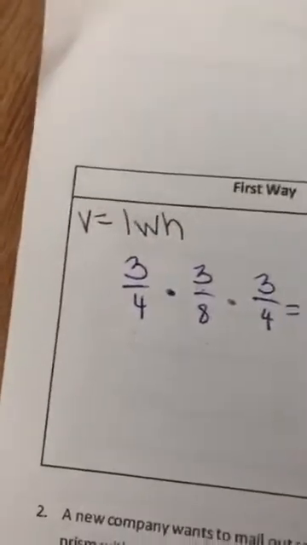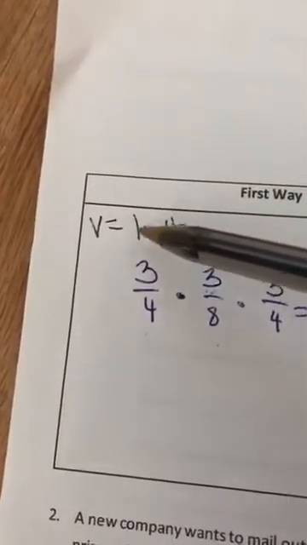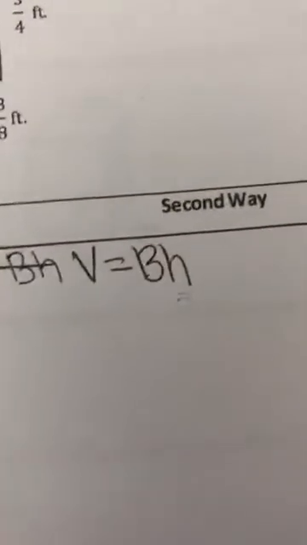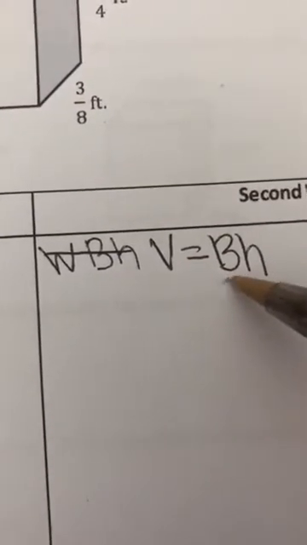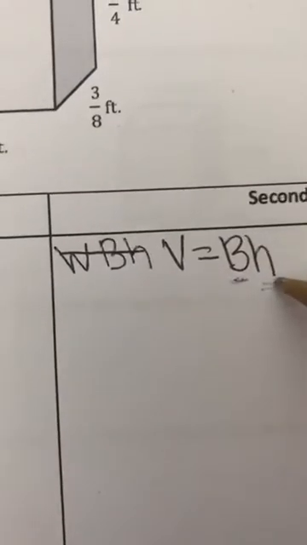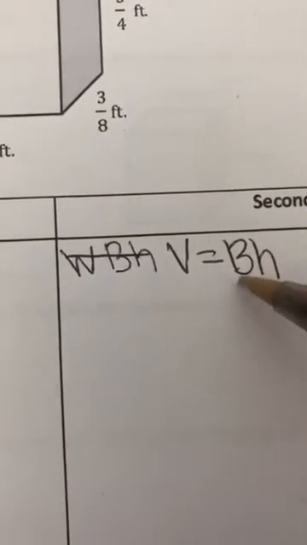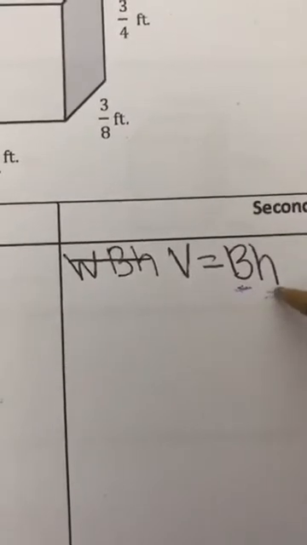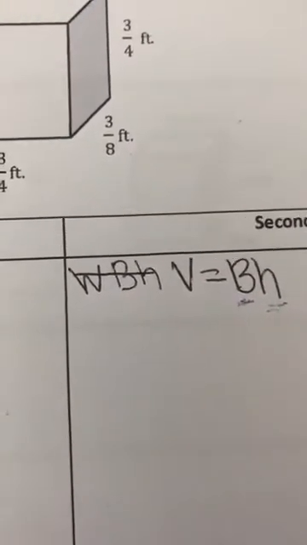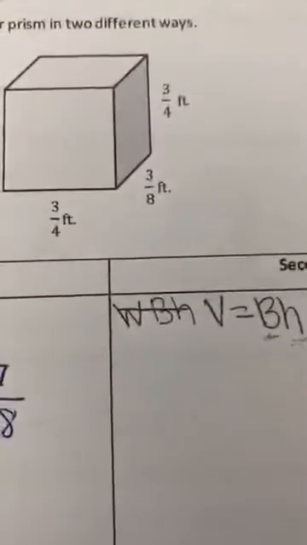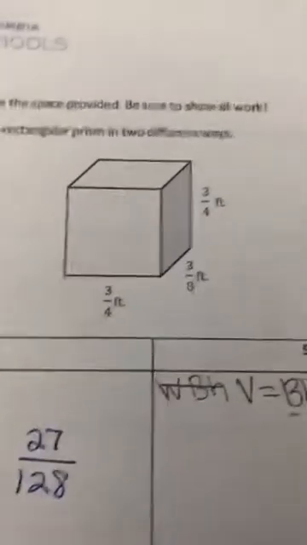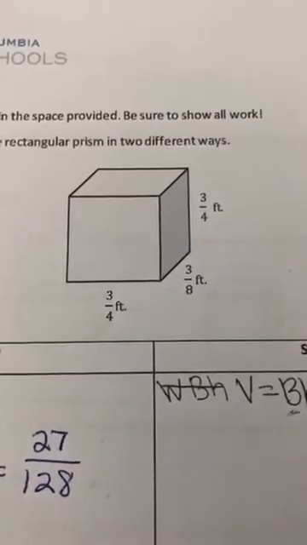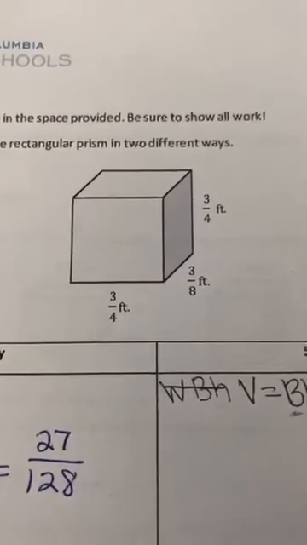The first way we found the volume is we multiplied the length times the width times the height. The second way we find the volume is we take the area of the base times the height. That's what the big B means, the area of the base. So this means we have to do a couple of calculations. The first calculation is finding the area of the base. What 2 numbers do I have to multiply together to find the area of the base?